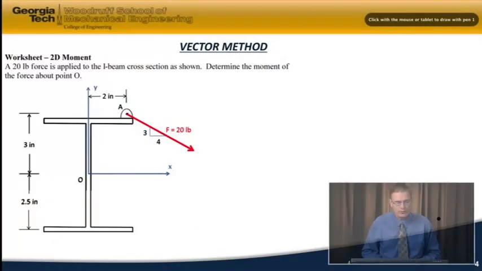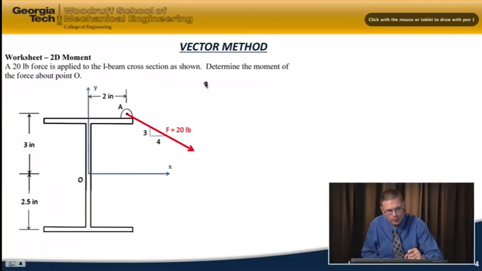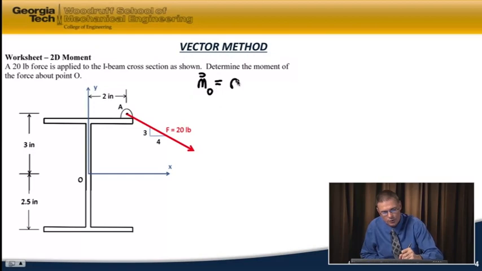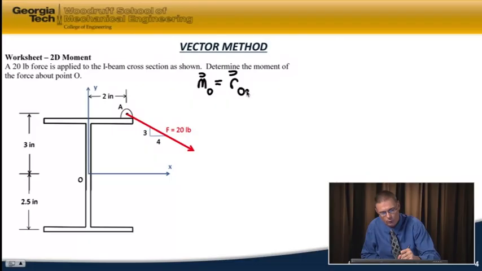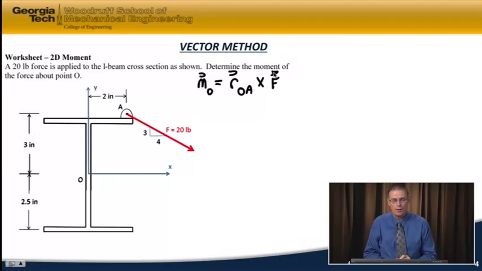Okay, let's use the vector method for finding this moment. So we have the moment about point O is equal to the position vector from the point about which we're rotating, O, to a point on the line of action of the force. And the most readily available point on the line of action of the force that we know is point A. So we'll go from O to A, and then cross it with the force vector itself.